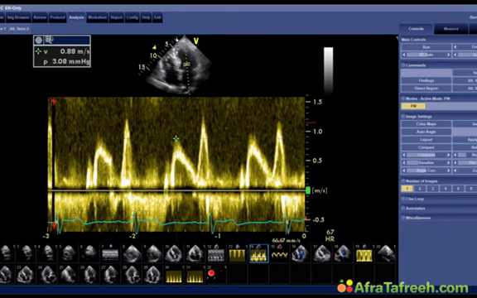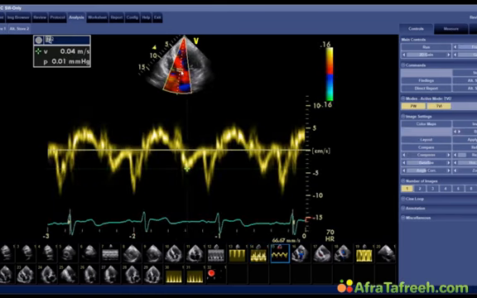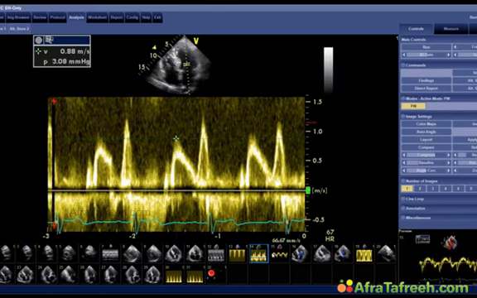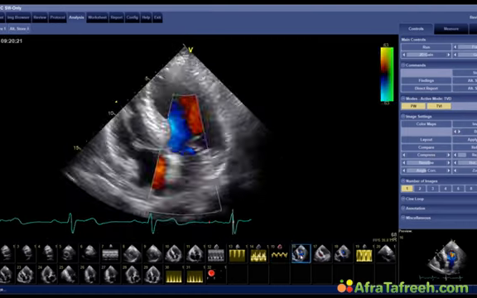Okay, so this is the Doppler spectrum of mitral inflow. We have an E wave, which is smaller than the A wave. E velocity is 0.88. And here is the tissue Doppler of the mitral annulus, which is 0.04. So basically, we have an elevated left ventricular filling pressure if you calculate the E to E prime.